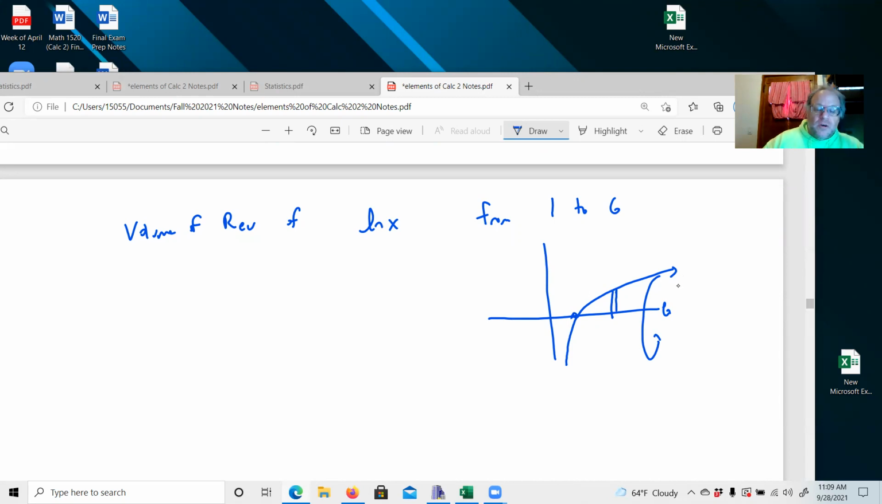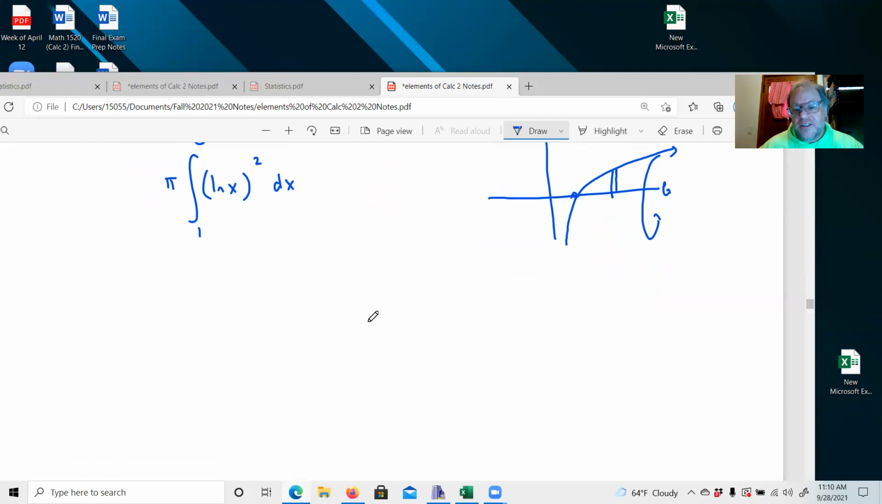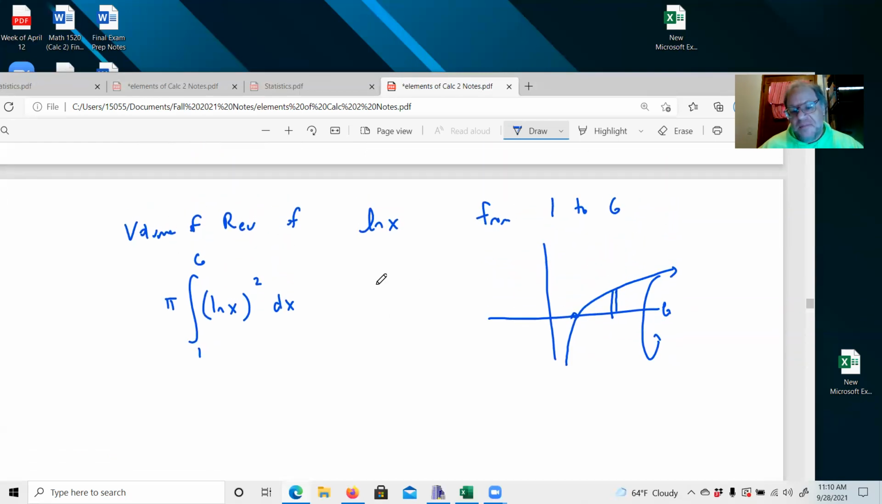Okay, so we're going to go from 1 to 6 of pi times ln x, but what do we have to do? We have to square it, dx. Now this makes this a much harder problem. So if you forgot to square it, you'll be in for an easier time. Squaring makes it a little bit harder. Not terrible, but a little bit.